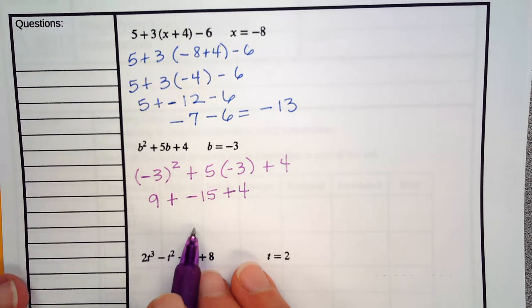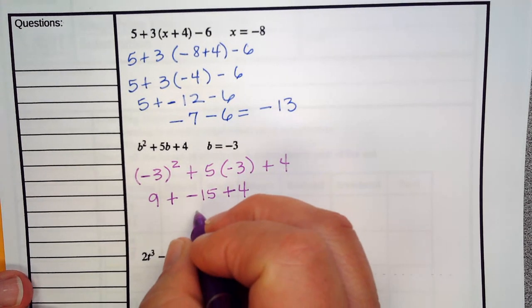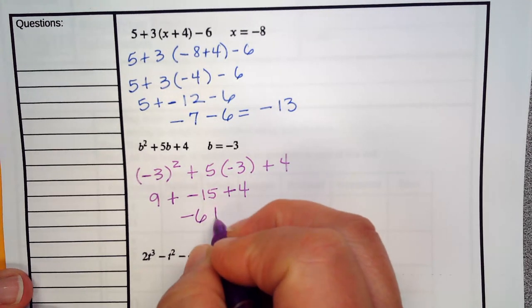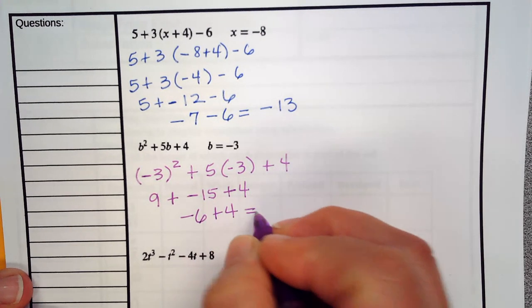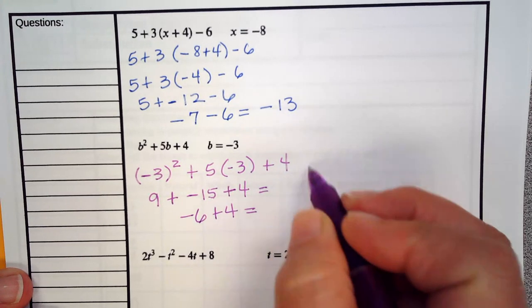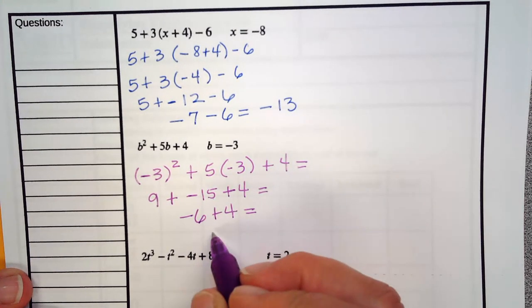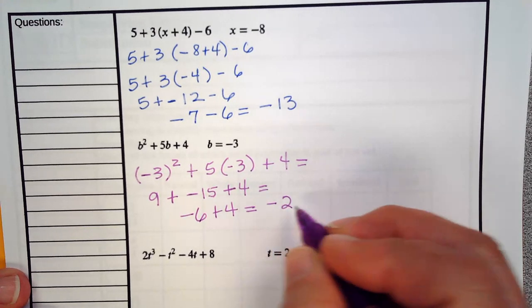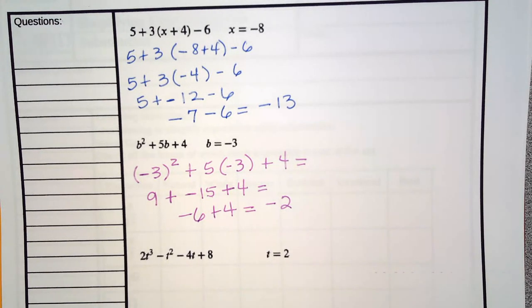9 plus negative 15. 15 minus 9 is 6. Keep the symbol of the larger number, negative 6, plus 4. Once again, they are opposite symbols, so I'll subtract. 6 minus 4 is 2. Keep your negative sign, and we're done.